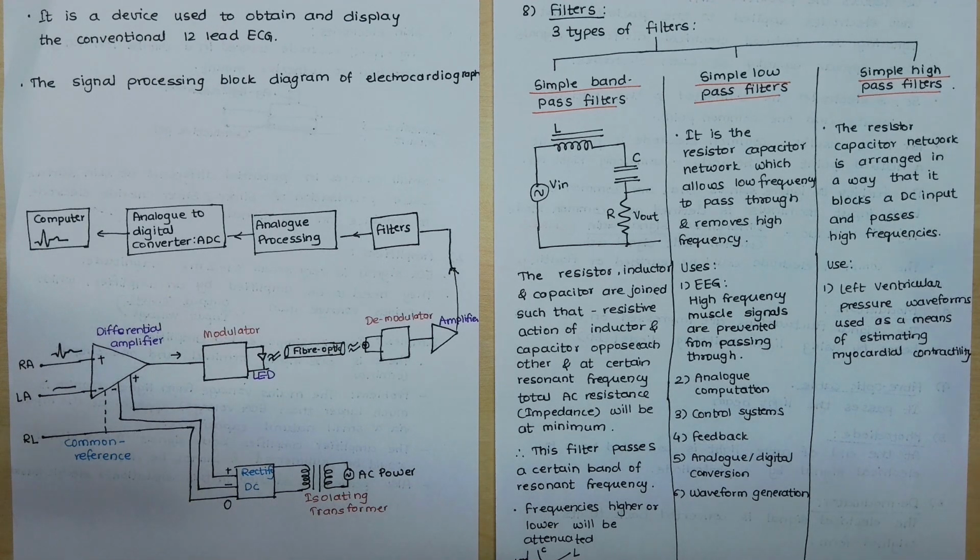Simple high pass filters. The resistor capacitor network is arranged in a way that it blocks a DC input and passes high frequencies. Its application is in left ventricular pressure waveforms used as a means of estimating the myocardial contractility.